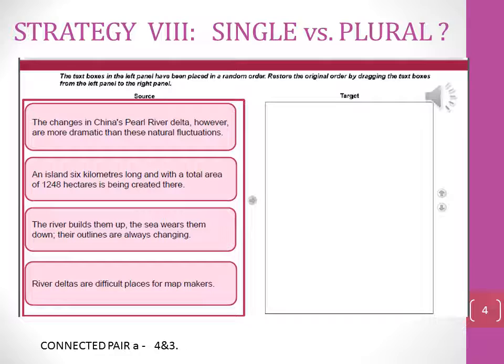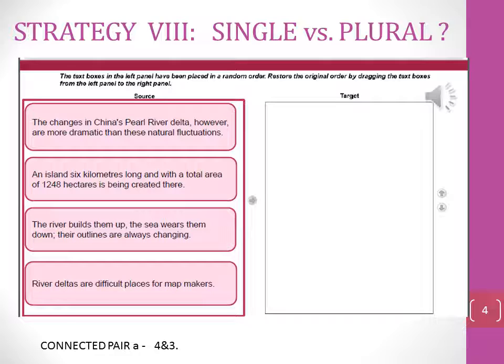So river deltas. In option A I have a delta which is singular, and option B, sentence 1 is delta, sentence 2 is an island, sentence C has the river and them. So I'm looking for them because it's a pronoun clue, and them is a plural clue. River deltas in 4 is plural. River deltas are difficult places. The river builds them up.